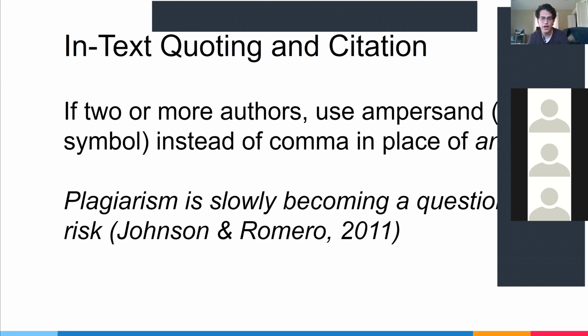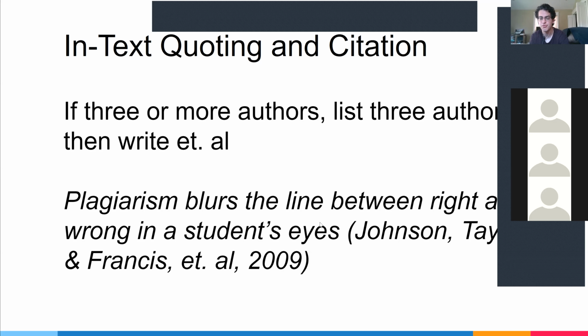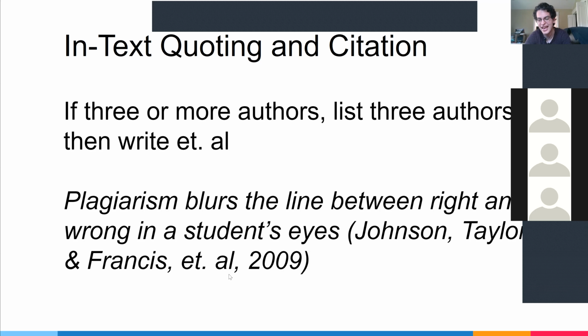Now, if there's two or more authors of a text, you just put an ampersand to unite the two authors. Instead of parentheses, you put Johnson Romero 2011. If there's three or more authors, instead of listing all the authors, you put after the third author, et al. That's Latin for and so on, just so you don't have to list 8 different authors in parentheses.